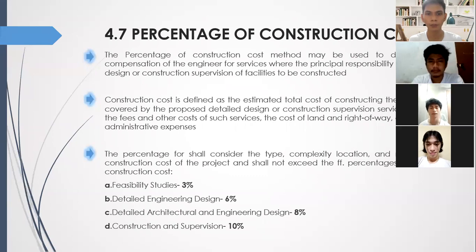The percentage shall consider the type, complexity, location, and magnitude of construction cost of the project and shall not exceed the following percentage of estimated construction cost. Feasibility studies, 3%. Detailed engineering design, 6%. Detailed architectural and engineering design, 8%. And construction supervision is 10%.